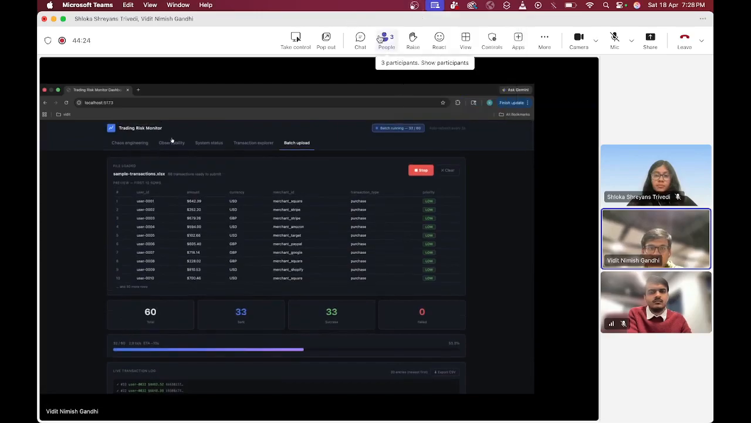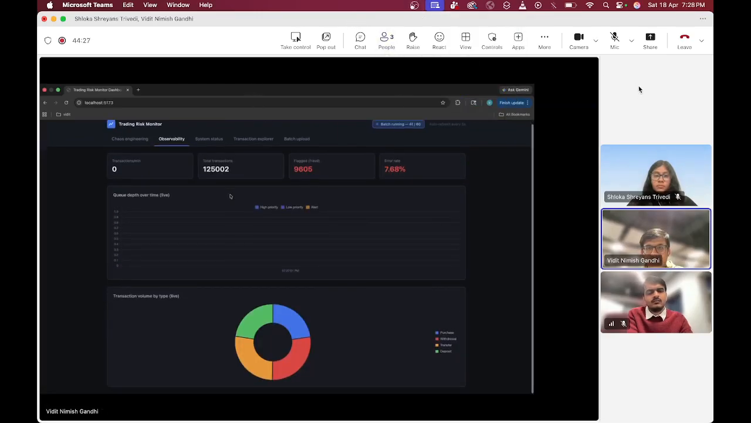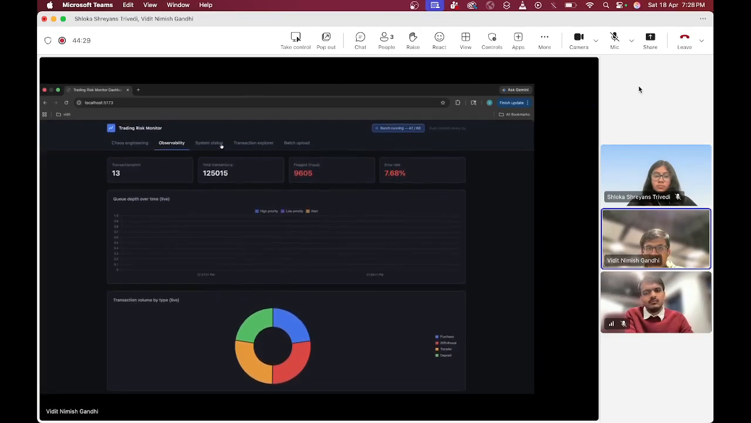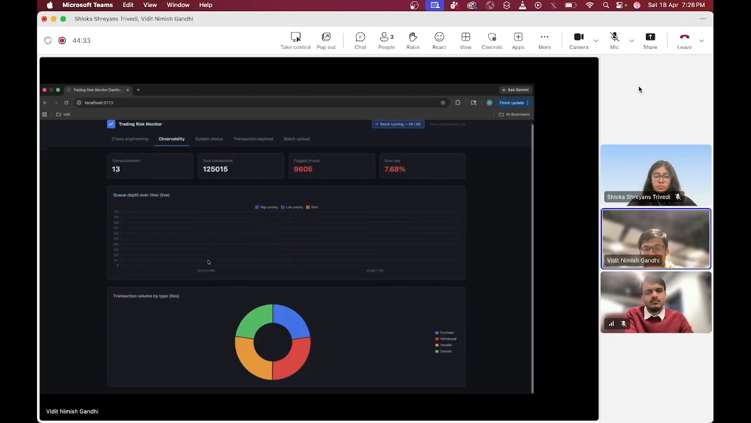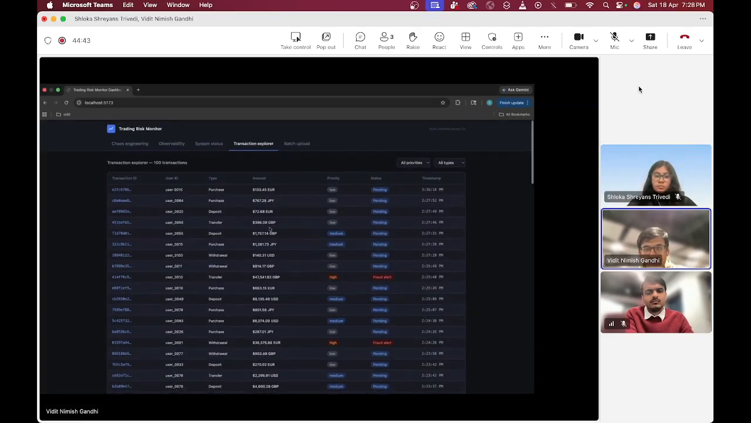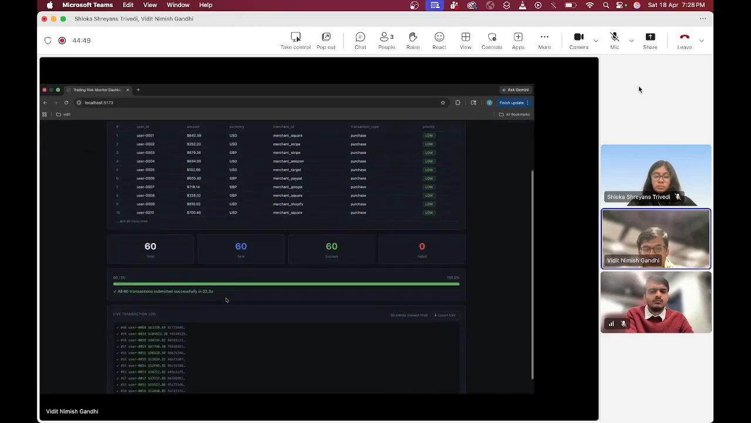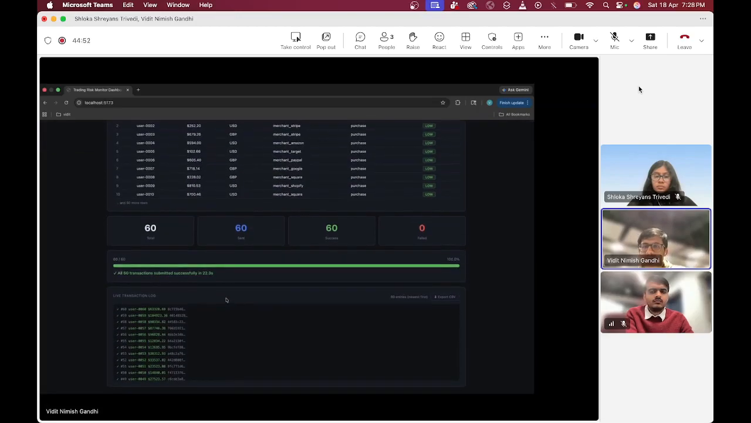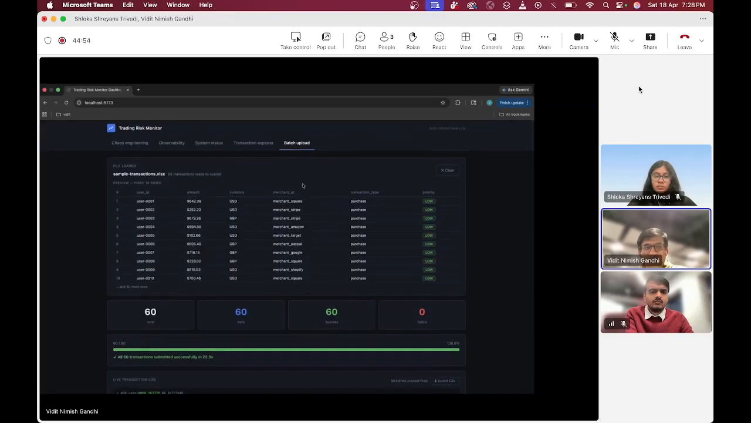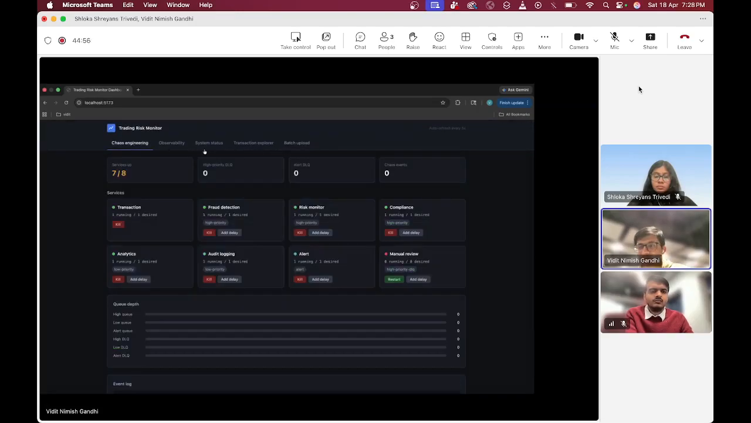to get through six different microservices. We can also see here that the transactions are coming in, and observability shows transactions coming at 13 per minute. We are using the AWS API, the Boto3 client, to update the dashboard. And there is a transaction explorer that can show the transactions currently going on. So this is the flow of our project. Thank you. And this was the trading risk monitor that we developed.